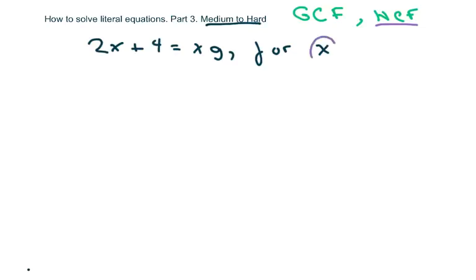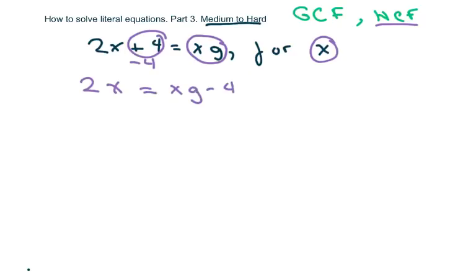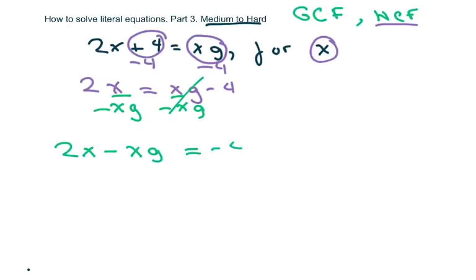So since we're solving for x, the first thing you want to do is group your x's on one side of the equation. So the first thing I'll do, let's just subtract 4 from both sides. So if I subtract 4 from both sides, I get 2x equals xg minus 4. Now, since I'm solving for x, I want to group these all on one side. So I'm going to subtract xg from both sides. So that's 2x minus xg, and that cancels. That equals 0, equals negative 4.